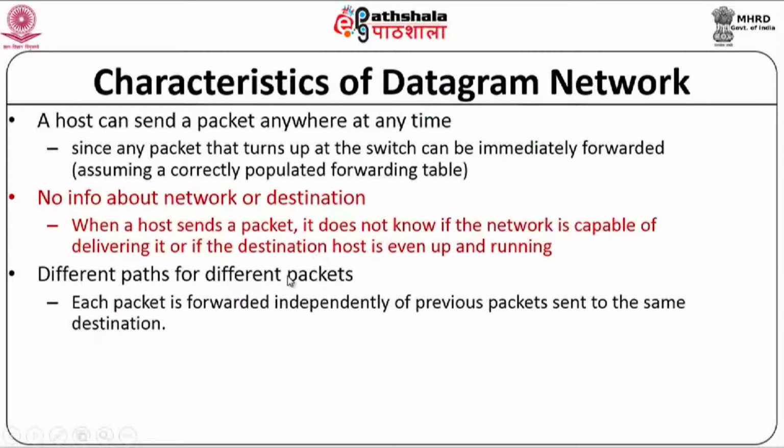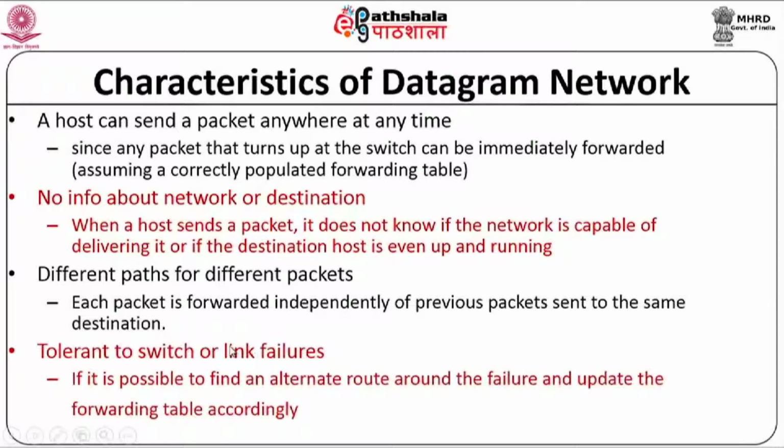Different packets can take different paths, because each packet is forwarded independently and there is no concept of connection setup. This also means that if a switch or a link were to fail, you can find alternate paths and route the packets around those failure locations. These are some of the characteristics of a datagram network that we have already looked at. The reason we need to understand this is to understand what kind of service IP provides, because then it is easy to relate to why TCP or UDP on top of IP provide the kind of services that they actually do.